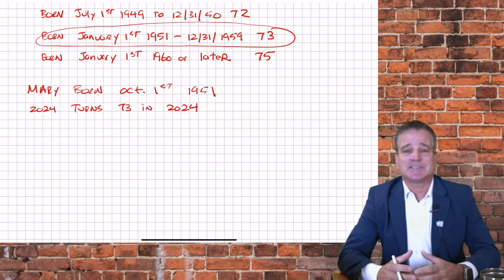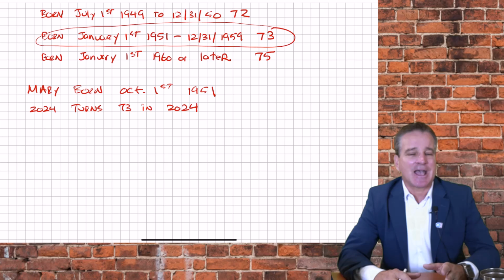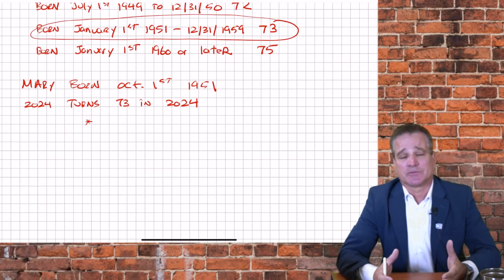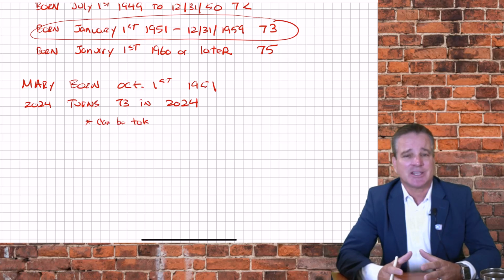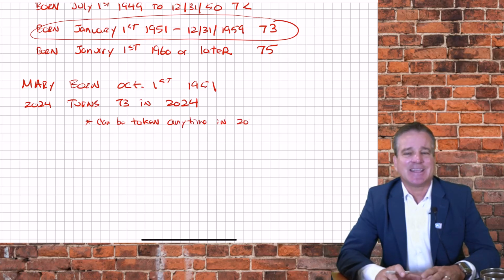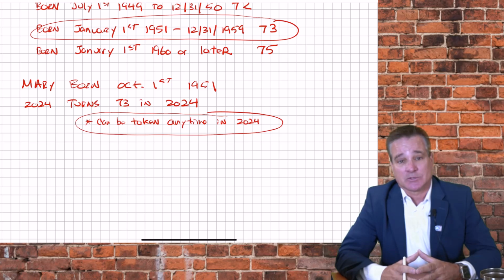The RMD can be taken at any time during the calendar year. There is no need to wait until the actual 73rd birthday. In this example, October 1st of 2024 is when she would turn 73. She could take it at any time during this calendar year. But let's repeat that again. The RMD can be taken any time that year, even if it's before her birthday of October 1st, 2024.